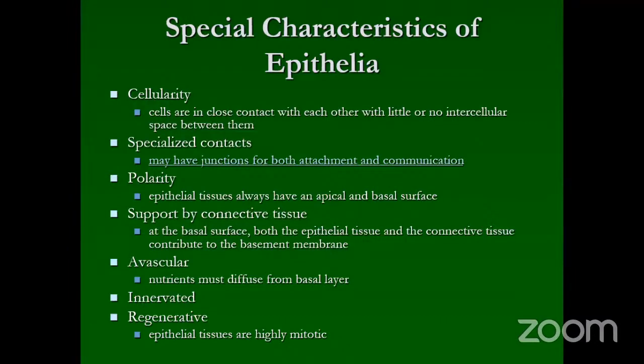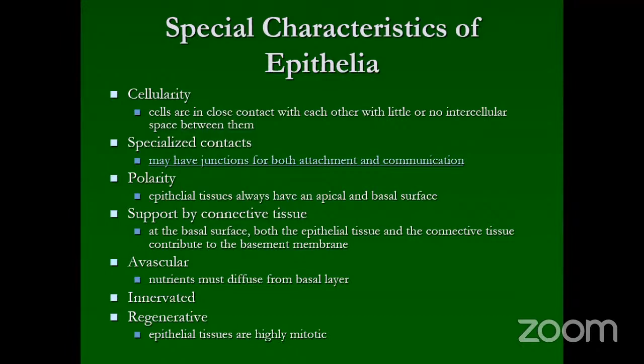So these epithelial tissues always have an apical surface and a basal surface. The basal surface is towards the inside and the apical surface is towards the outside or at the top. And this basal surface is supported by the connective tissue. So both the epithelial tissue and connective tissue will form a basement membrane. I will show you the image. It will be easier.